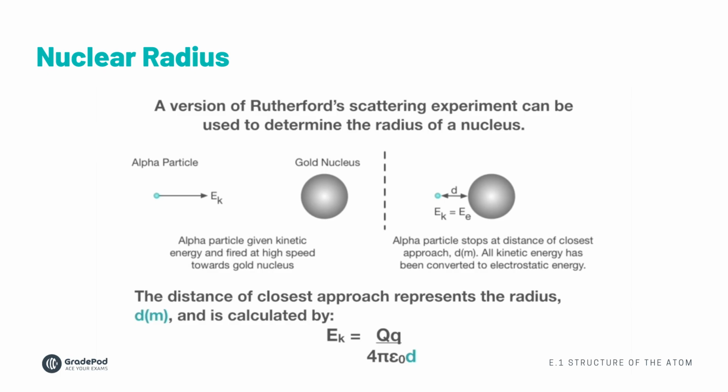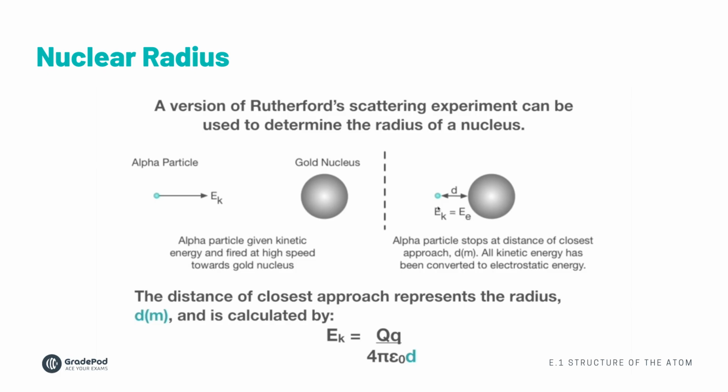You take an alpha particle, this one here, and you fire it really fast towards a nucleus. You give this alpha particle a lot of kinetic energy. Now, this alpha particle is positive. The gold nucleus is positive. So at some stage, the alpha particle is going to stop because of the force of repulsion, and it's going to fire back again. But at that point where it stopped, all the kinetic energy has turned into electrostatic energy.